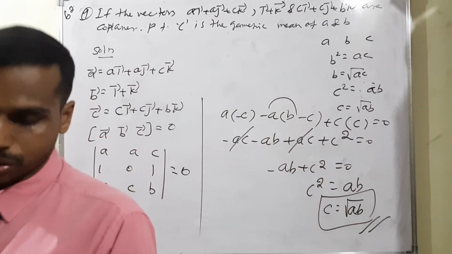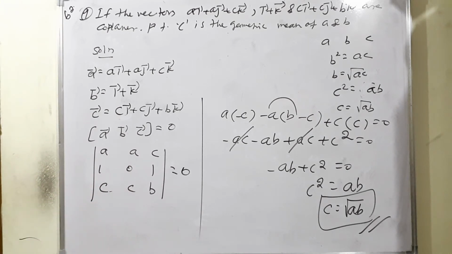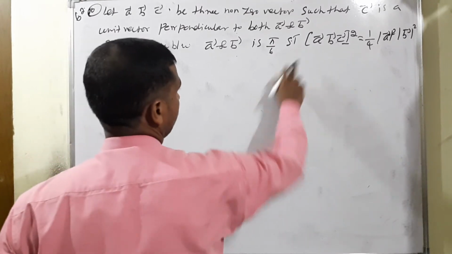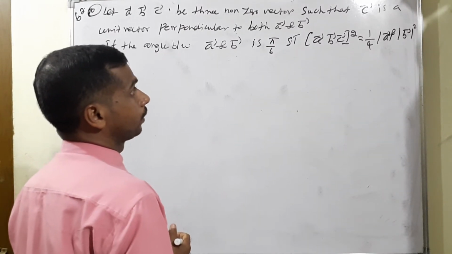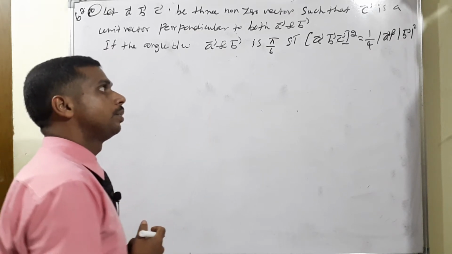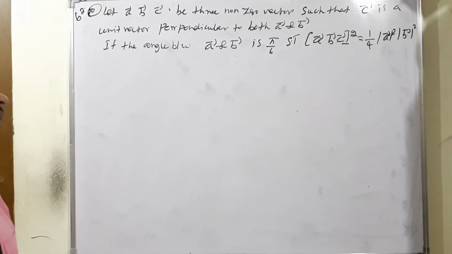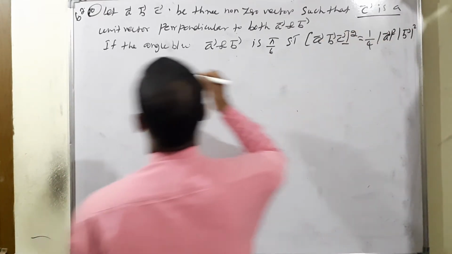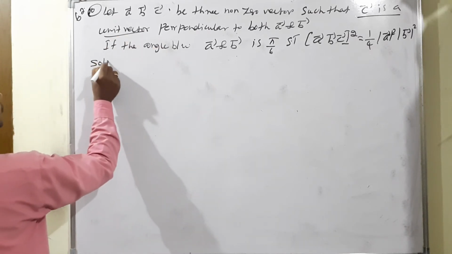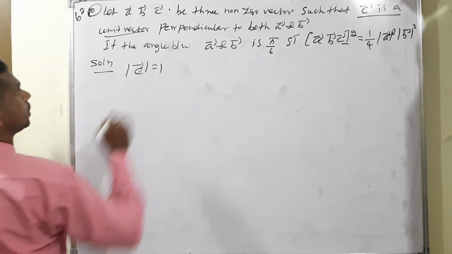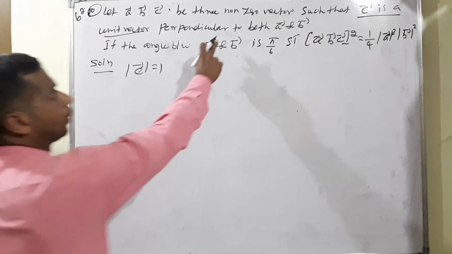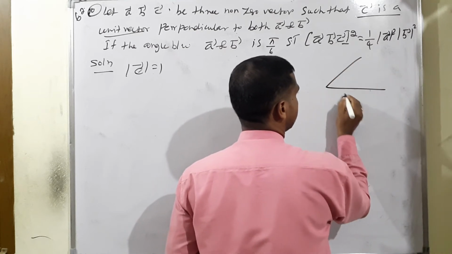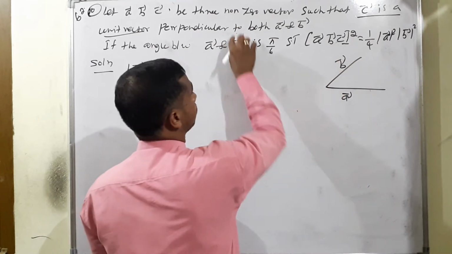Okay, I will continue with the last question from Exercise 6.2. Question number 10. You have to show that the square of the box product of A, B, C is equal to 1 by 4 into the modulus of A square into the modulus of B square. One of the given important conditions is that C vector is a unit vector. In the solution, the modulus of C vector is equal to 1 because it is a unit vector. Then it is perpendicular to both. Consider, for example, one plane: this is A vector, this is B vector, and the perpendicular line.